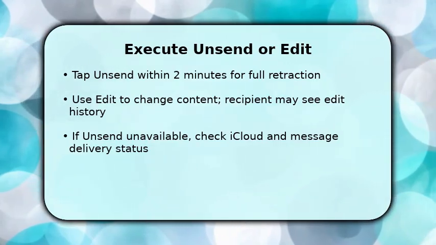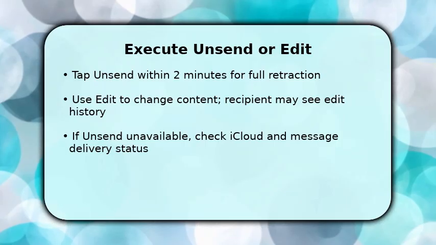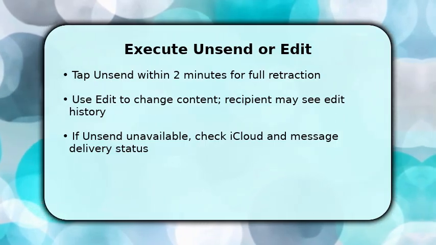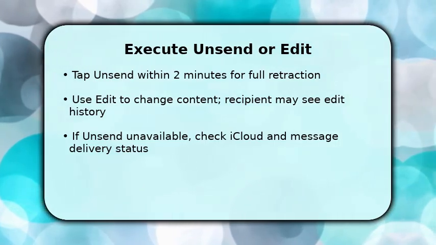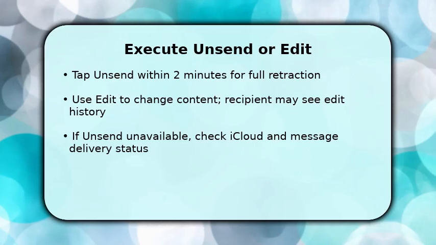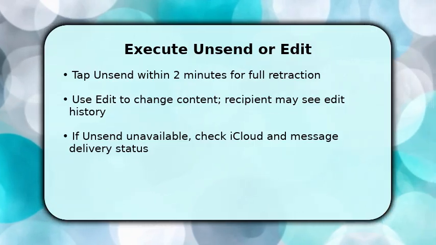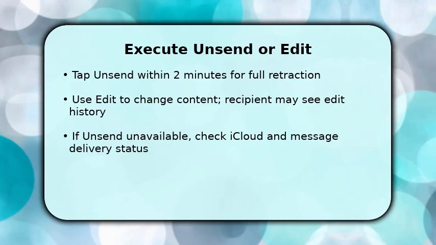If you pick Unsend, act fast, tap Unsend within the 2-minute window. The message is then removed from both sides if the other party uses compatible software. If you choose Edit, make the correction and send, the recipient sees the updated text plus a small edited label.